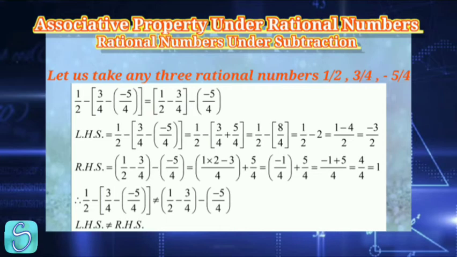Find the RHS. 1/2 - (3/4 - 5/4) is equal to 1/2 - (-2/4), which is 1/2 + 1/2, which is equal to 1. That is, (1/2 - 3/4) - 5/4 is unequal to 1/2 - (3/4 - 5/4), so LHS and RHS are not equal.